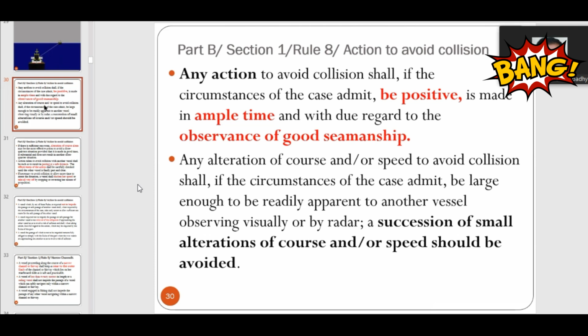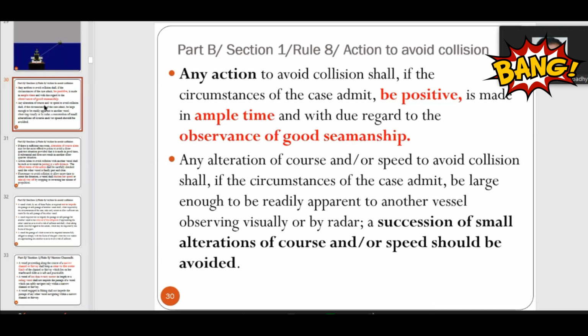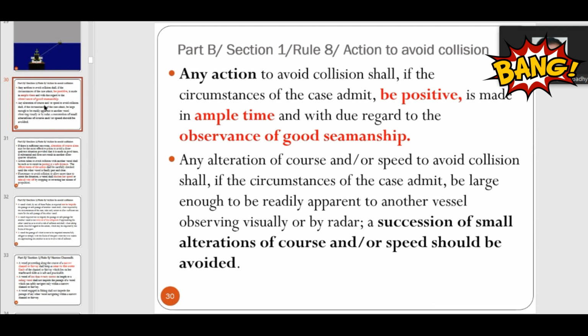Why should it be large enough? Because when you take action to alter course, if you make just a small alteration, then what happens? It may not be apparent to the other vessel, which is observing you visually or by radar, that you have taken any action. Or if you reduce the speed also. So that should not be done. If you want to alter, give a large alteration.